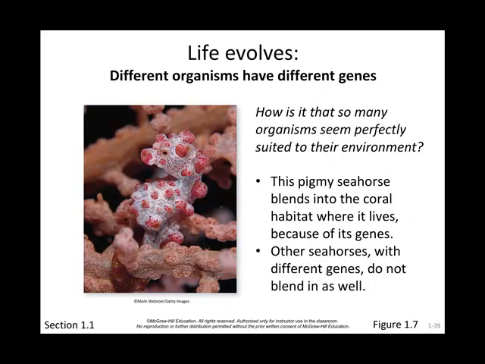What about this pygmy seahorse? Notice how the seahorse blends in perfectly to its environment. How did it get that way? Is it that the seahorse decided that it would survive the best if it changed its color to fit the coral habitat? That would be nice, but that's not actually how evolution works. There's actually a certain version of genes in the seahorse that gives it this color combination. So how did the seahorse get this way?